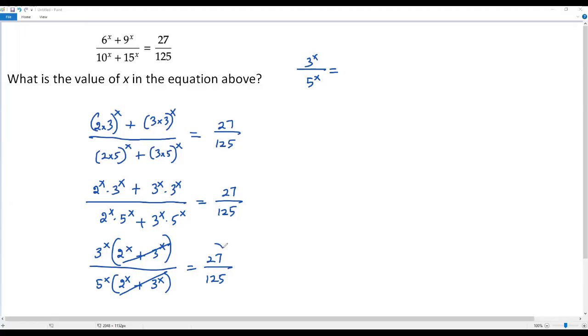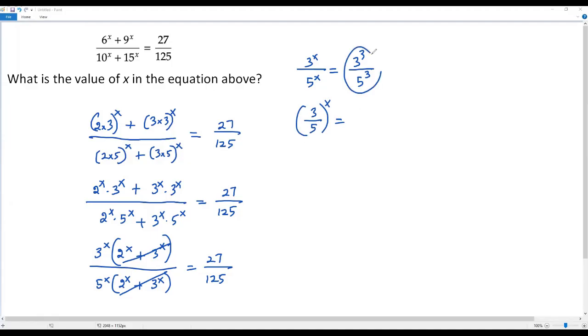And on the right side, we can write this 27 as 3 to the third power. And 125 is a power of 5. That is, 125 can be written as 5 to the third power. Okay, here on the left side, we divide two powers with the same exponent x. Whenever we divide two powers with the same exponent, we can write the exponent in common. That is, we have to divide the bases. 3 over 5 is raised to the power of x.